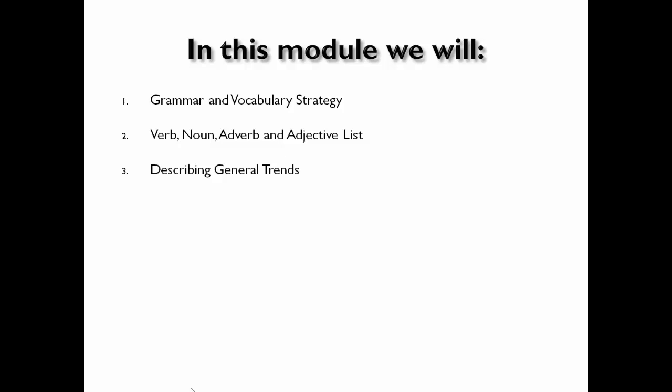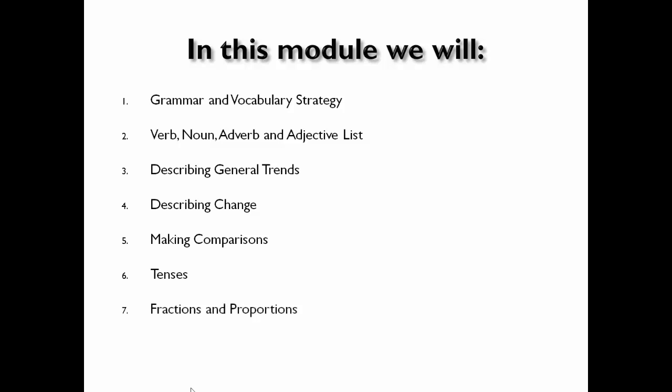We'll look at the grammar structure that we need to use to describe general trends and also the grammar structures to describe change, so things going up, things going down, things remaining the same. Then we're going to look at the grammar structures that we would use to make comparisons. We're going to look at the main tenses that people use in IELTS Writing Task 1.